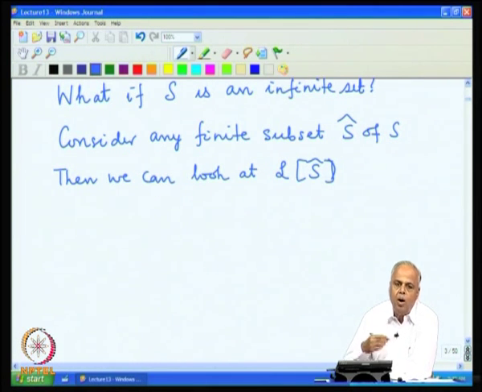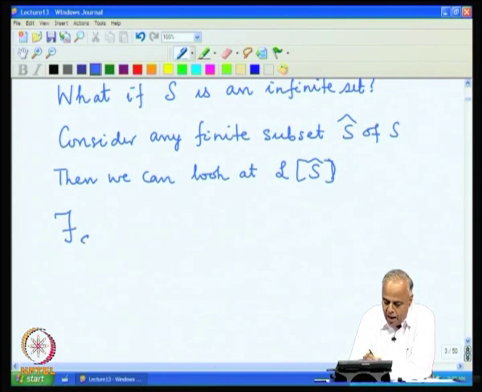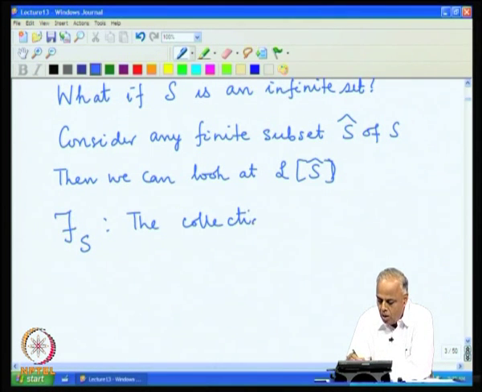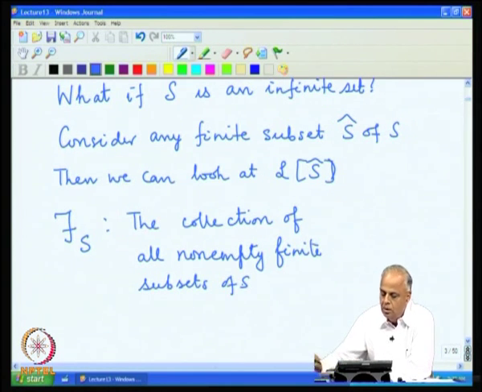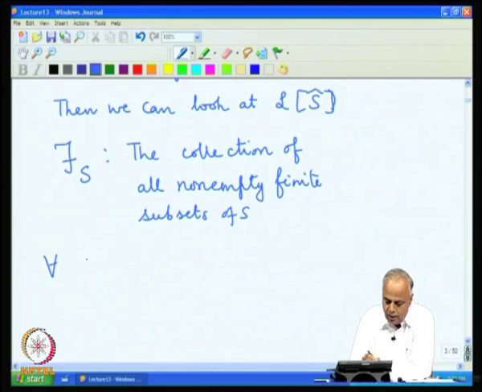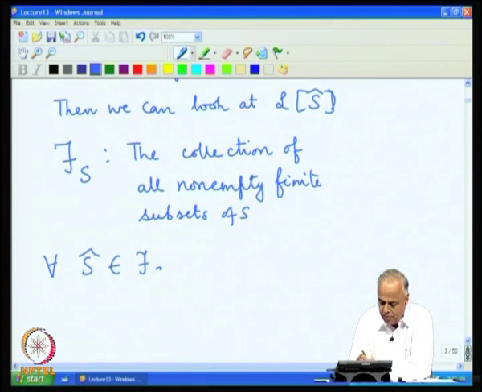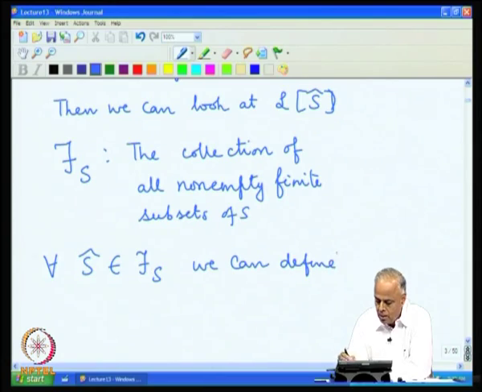Now, suppose we do it for all possible finite subsets of S. So, let us denote by F(S) the collection of all non-empty finite subsets of S. Then for every S hat in F(S), that means for every finite subset of S, we can define L(S hat).